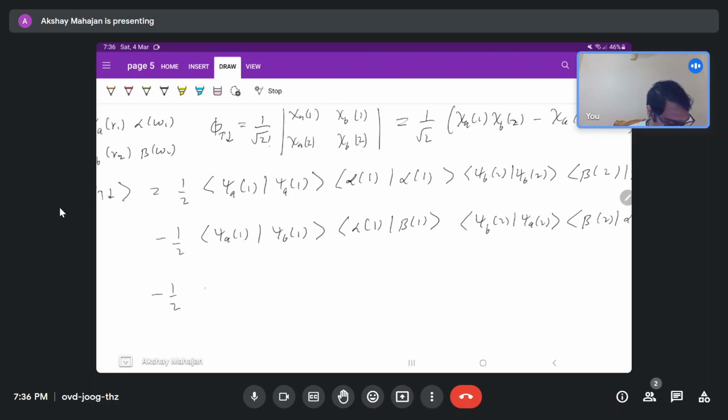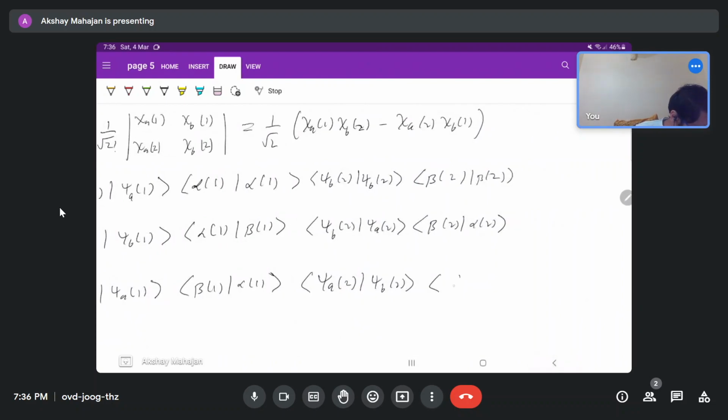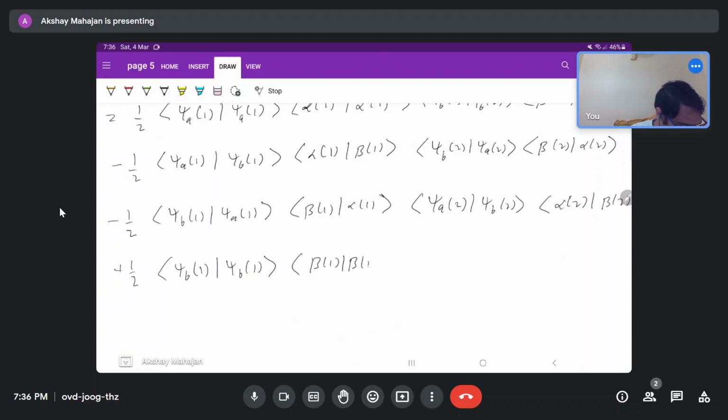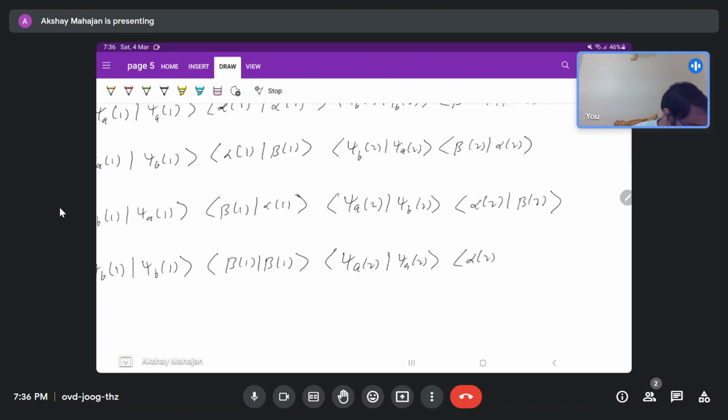minus half of psi B of 1, psi A of 1, beta 1, alpha 1, psi A of 2, psi B of 2, alpha 2 and beta 2, and you will have a half of psi B of 1, psi B of 1, beta 1, psi A of 2, psi A of 2, alpha 2 and alpha 2.